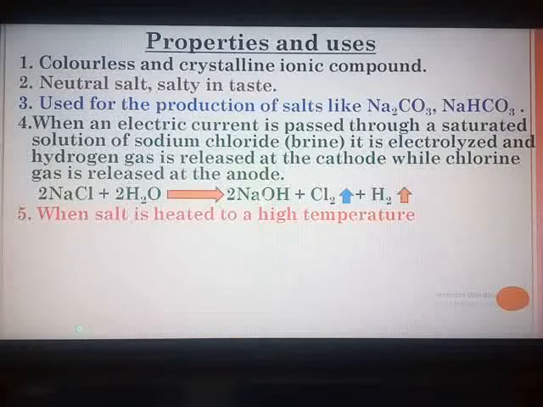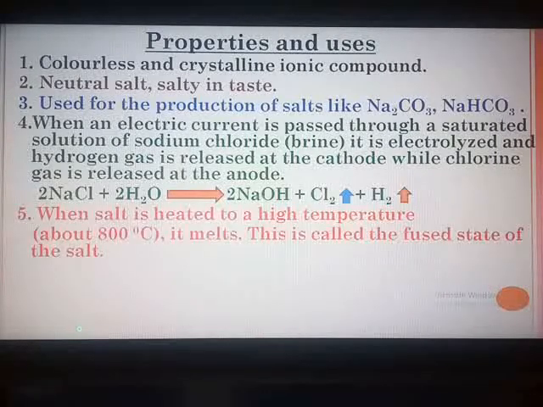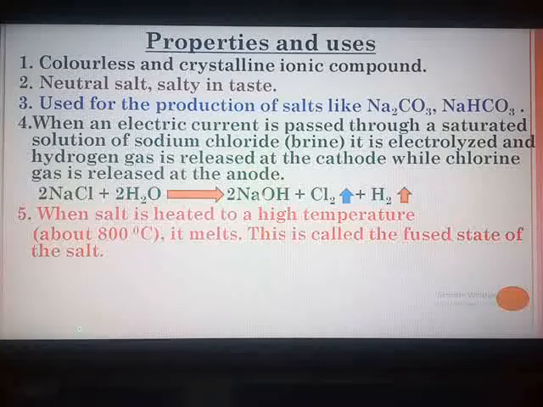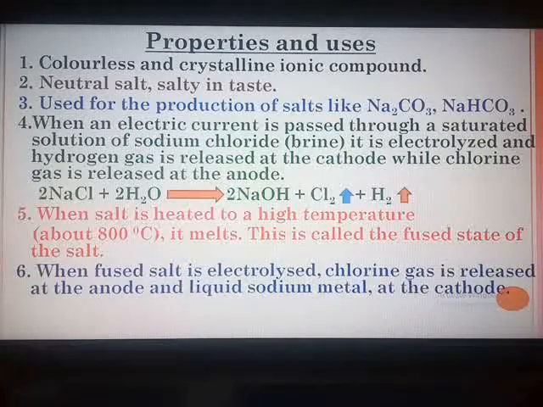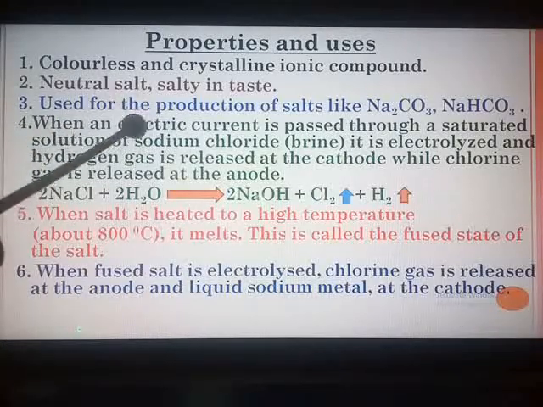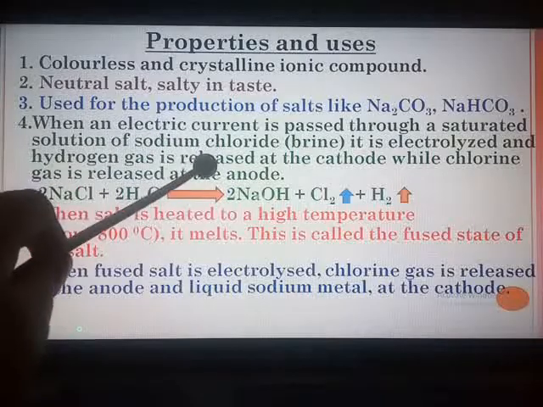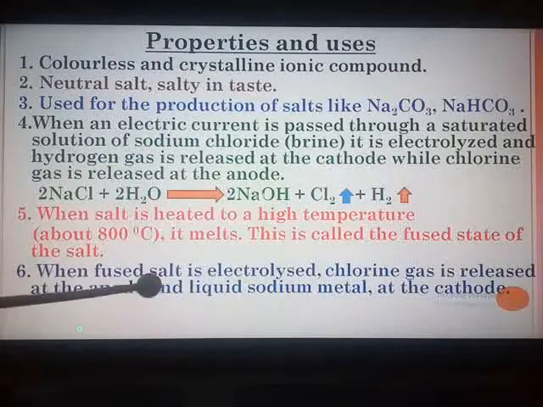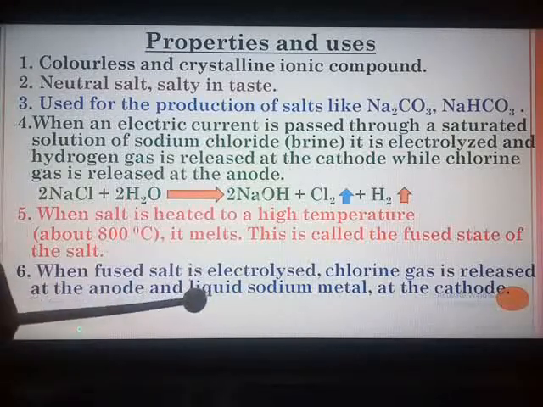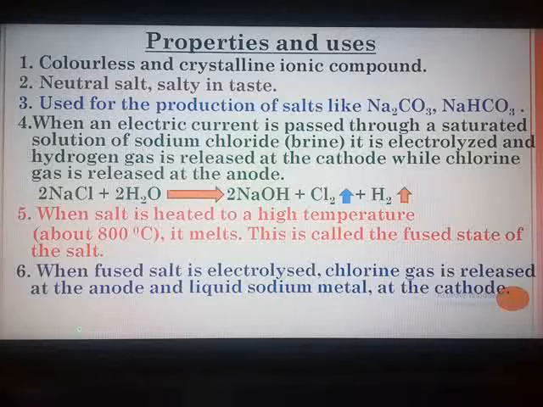When the salt is heated to a high temperature, a temperature of about 800 degrees Celsius, it will melt, and this is called the fused state of the salt. When the fused state of this salt is electrolyzed, now see, electrolysis is in two parts. One is through a saturated solution of sodium chloride, and one, when the fused salt is electrolyzed, chlorine gas is released at the anode and liquid sodium metal at the cathode.